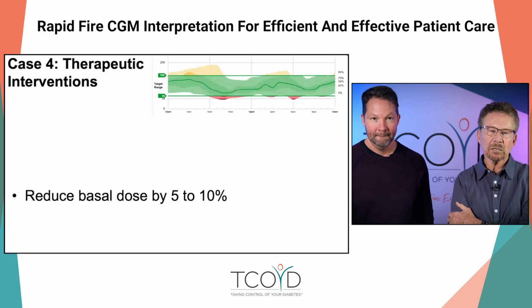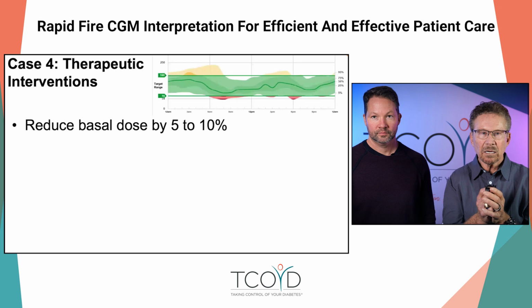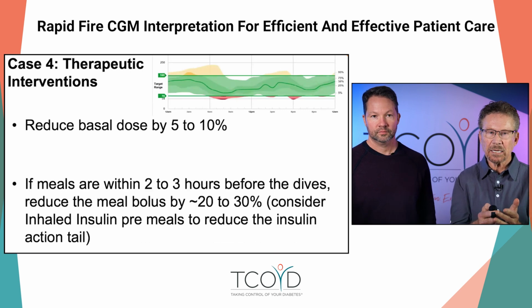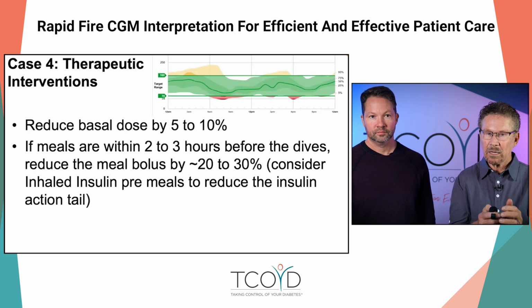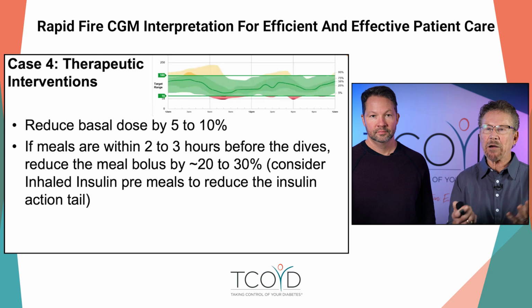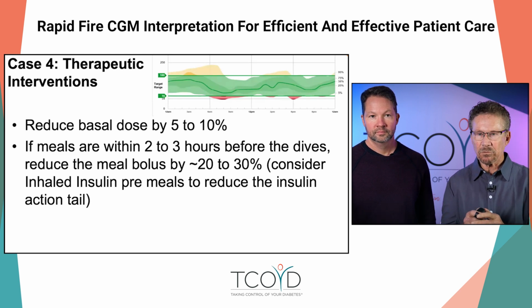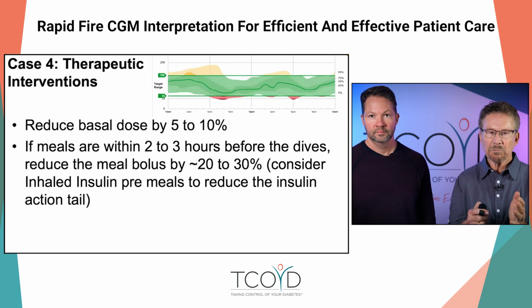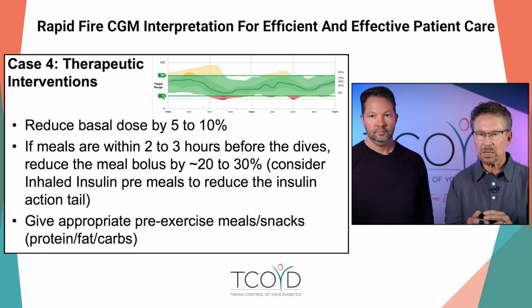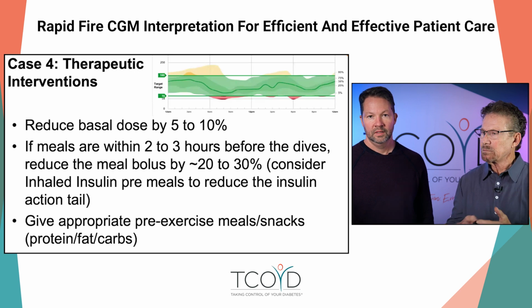And so basically, to cut to the chase, I reduced his basal dose by 5 to 10%. I also told him that he needs to reduce his insulin 2-3 hours before the dive, reduce the meal bolus by 20 to 30%, because that'll be the insulin plus exercise, and swimming is intense. That'll help reduce the lows, and give appropriate pre-exercise snacks like peanut butter and crackers.